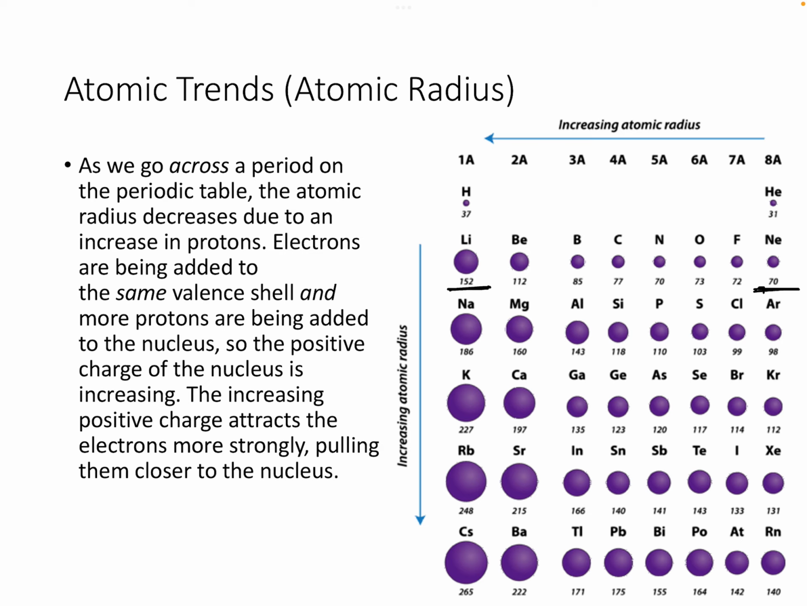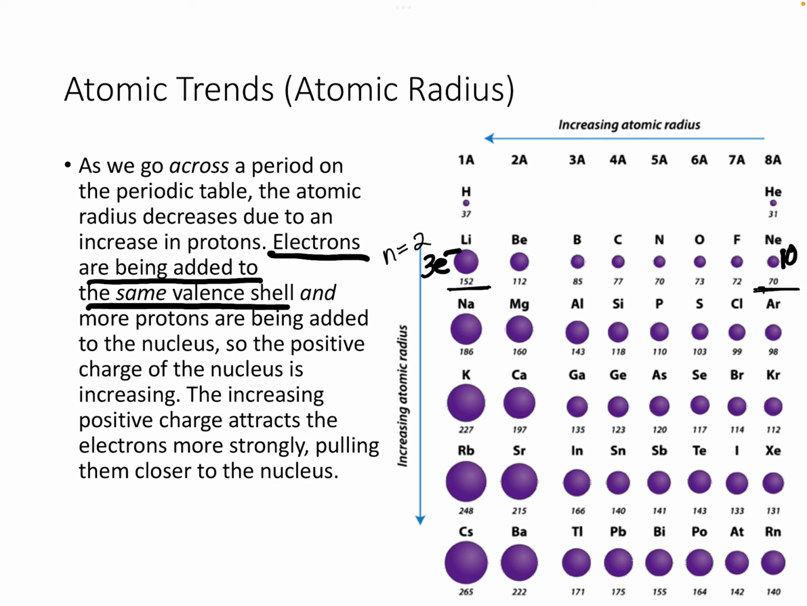Now that doesn't quite make sense with what we just said, right? Because we know electrons are increasing as we go from left to right. Lithium has 3 electrons, neon has 10. So why is the atom getting smaller? Well, even though we're adding electrons, the electrons are being added to the same valence shell. So remember, lithium has valence electrons in energy level 2. Neon's valence electrons are also in energy level 2.